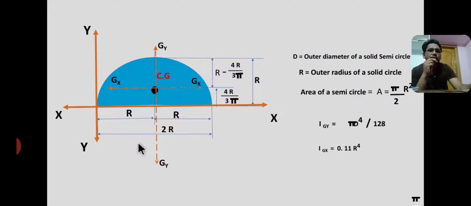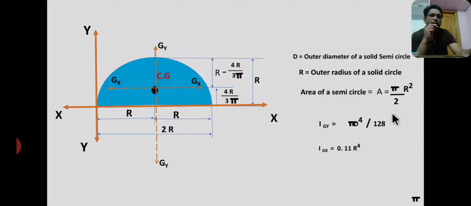For semicircles, the centroid lies at a distance of 4r by 3 pi from the straight edge, and r minus 4r by 3 pi from the curved surface. Similarly, capital R from the y-axis. The area of a semicircle is capital A equal to pi r square by 2. Pi r square is the area of a complete solid circle, whereas this is a semicircle. Therefore, capital A equal to pi r square by 2.